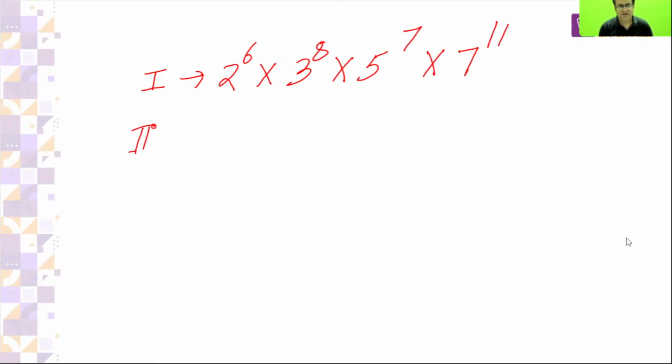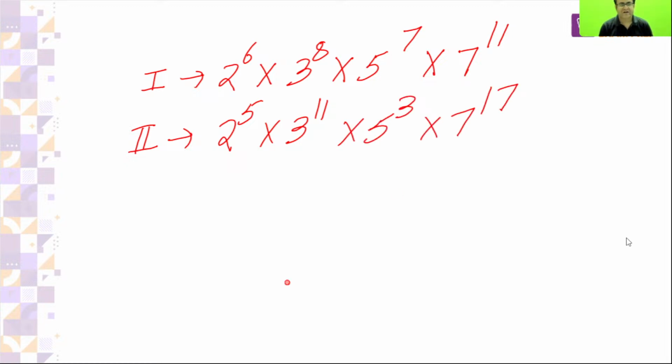Everyone will respond. Take 2 to power 6, 3 to power 8, 5 to power 7, 7 to power 11. And the second: 2 to power 5, 3 to power 11, 5 to power 3, 7 to power 17. These two are given. Find out the LCM of these two. Tell me, everyone will have to respond. Okay, tell me fast.